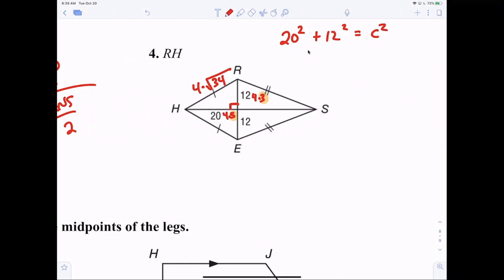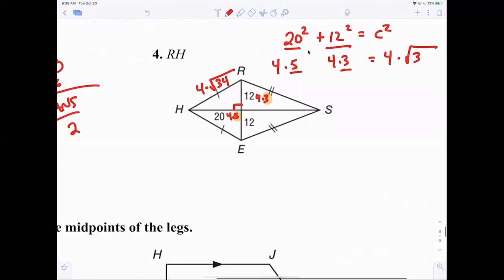Well, there's a much quicker way. I noticed there was a factor of what? 4. So this is 4 times 5. This is 4 times 3. So this over here is going to be 4 times the square root of 5 squared plus 3 squared. What's 5 squared? What's 3 squared? 25 plus 9, 34. That's how people can do this mentally. That's what I want you guys to be able to do.